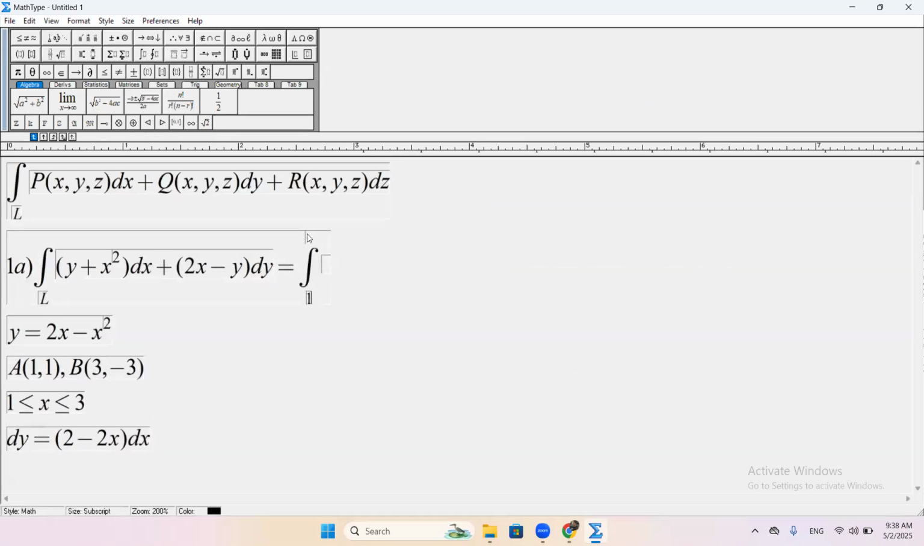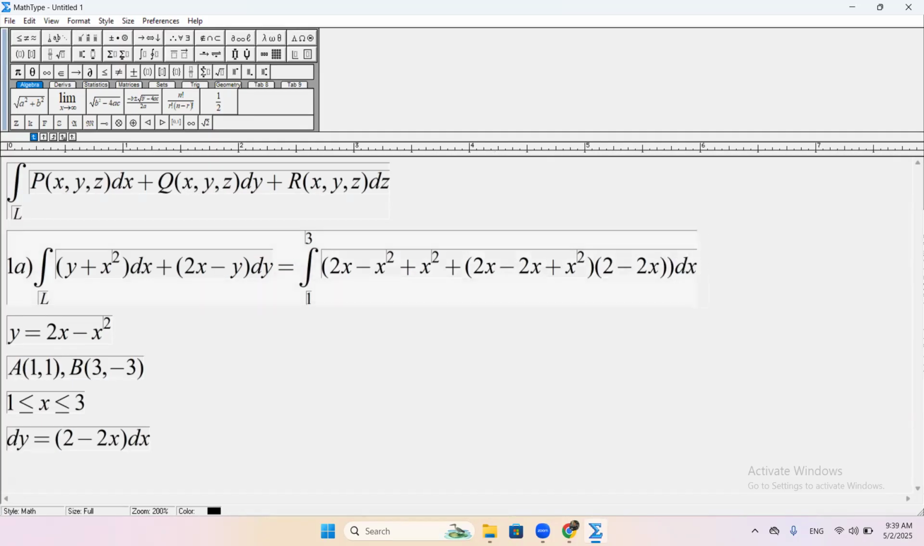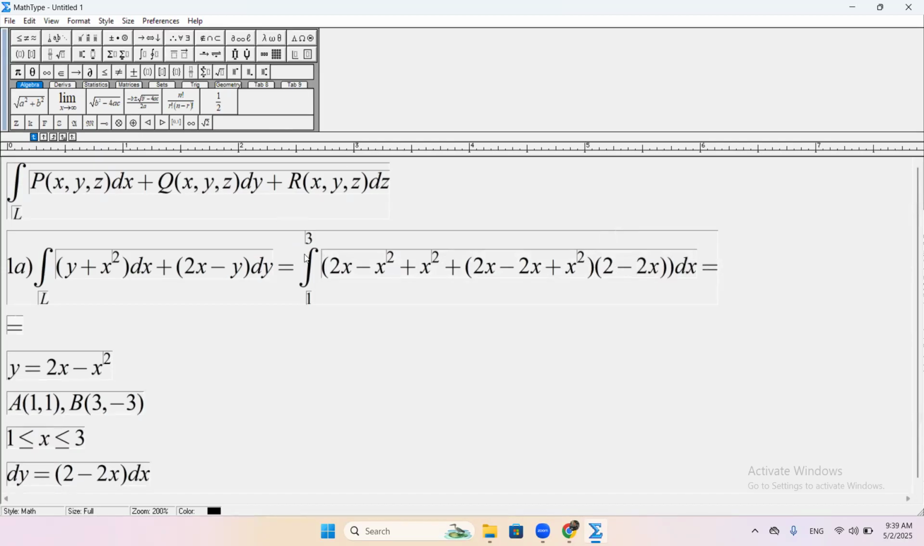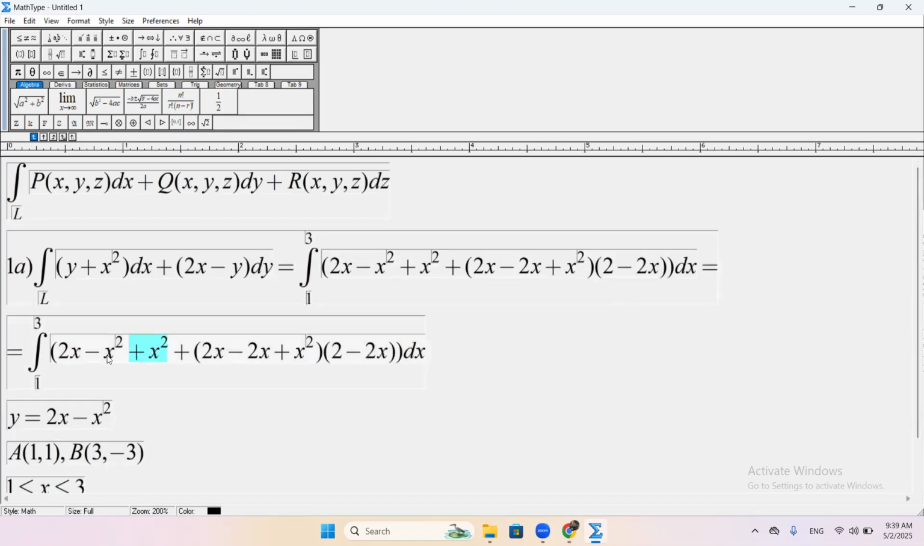Firstly, writing down limits of integration. So what do we have? (2x minus x squared plus x squared) plus (2x minus 2x plus x squared), multiplied by (2 minus 2x) dx. Now let's simplify it as much as possible. We can eliminate x squared here, and 2x will be eliminated here. So we have the following integral.